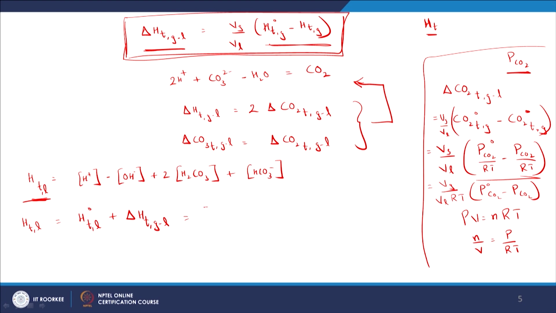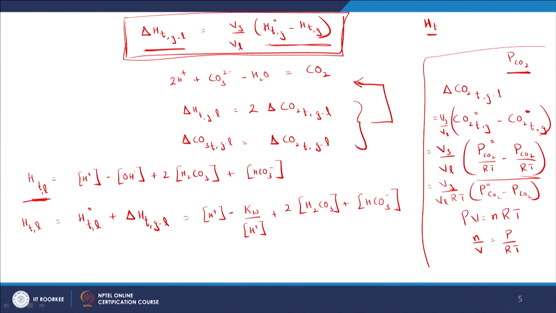And that is going to be equal to your concentration of H plus minus Kw by concentration of H plus, plus 2 times the concentration of H2CO3, plus 1 times the concentration of HCO3 minus, right. So again, let us try to simplify the particular equation, right. Here we still have multiple unknowns in this particular equation, so we need to be able to simplify it to such an extent that we only have a couple of variables here, right. And let us look at that.